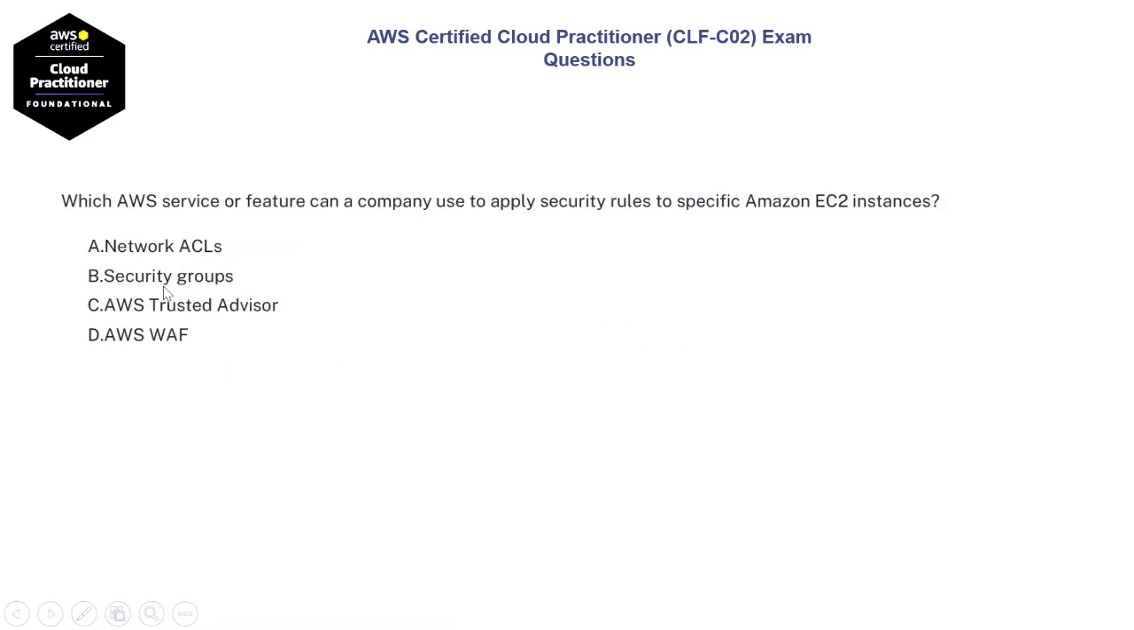Next question. Which AWS service or feature can a company use to apply security rules to specific Amazon EC2 instances? Option A, Network ACLs. Option B, Security Groups. Option C, AWS Trusted Advisor. Option D, AWS Web Application Firewall. The right answer is option B, Security Groups.